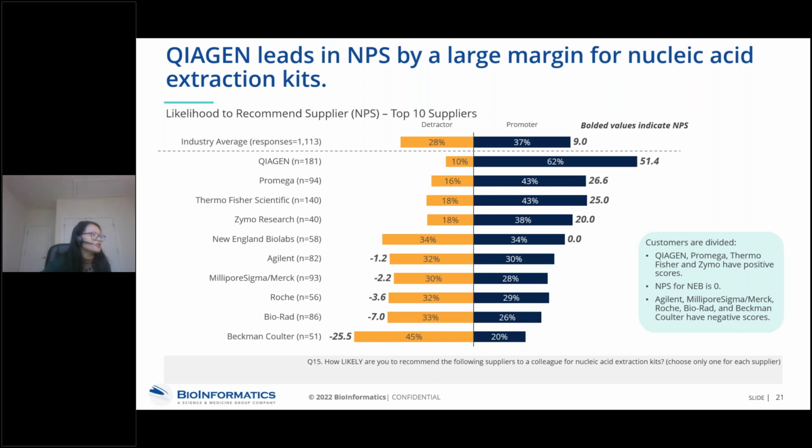At the top is the industry average on the response level, and the industry average has an NPS of about 9. So we have here on this slide 4 suppliers that are surpassing the industry average, which are QIAGEN, Promega, Thermo Fisher, and Zymo Research. Meanwhile, NEB has a neutral score, and then some of these other suppliers have negative scores. Although there are a fair share of promoters, there's also a fair share of detractors.